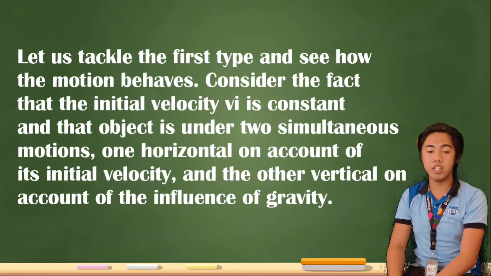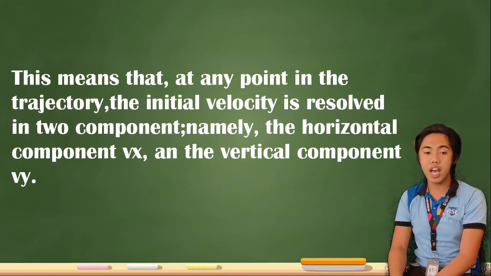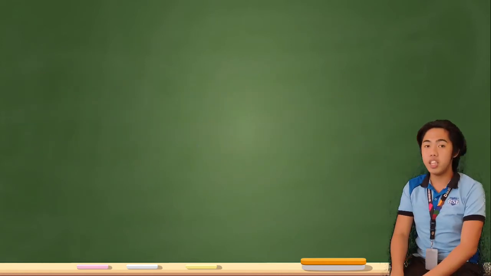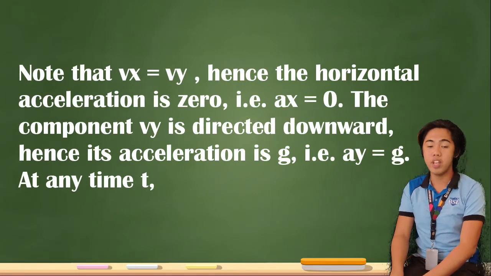Consider the fact that the initial velocity, Vi, is constant and that the object is under two simultaneous motions, one horizontal on account of its initial velocity and the other vertical on account of the influence of gravity. This means that at any point in the trajectory, the initial velocity is resolved into two components, namely the horizontal component Vx and the vertical component Vy. Take note that Vx is constant, hence the horizontal acceleration is 0. For example, ax is equal to 0.